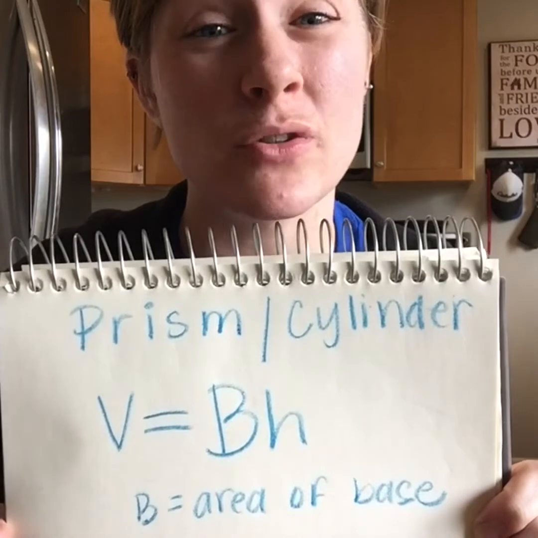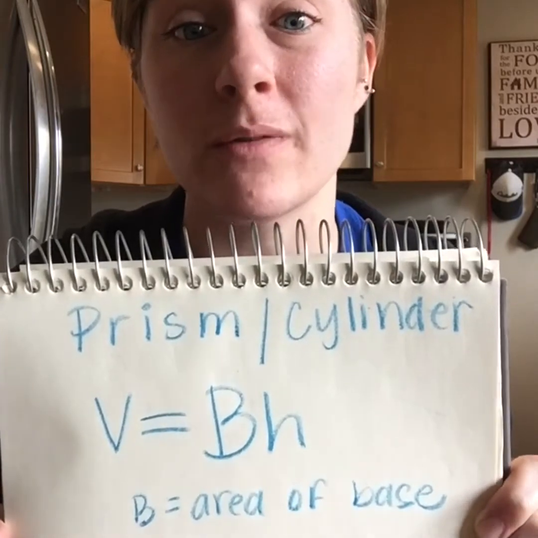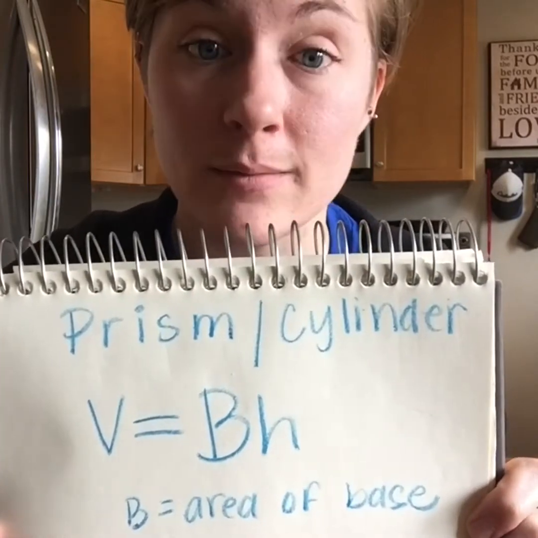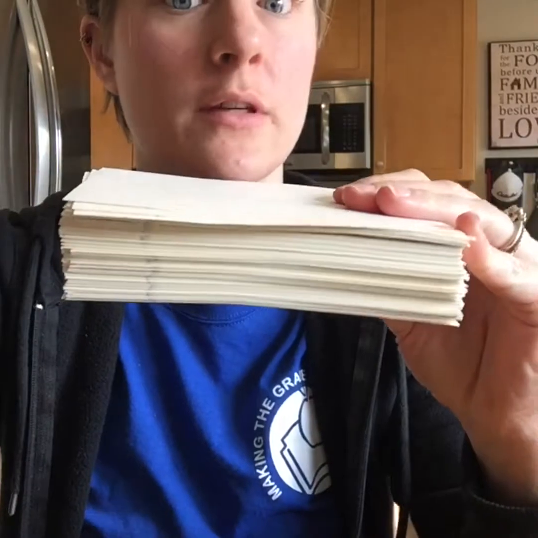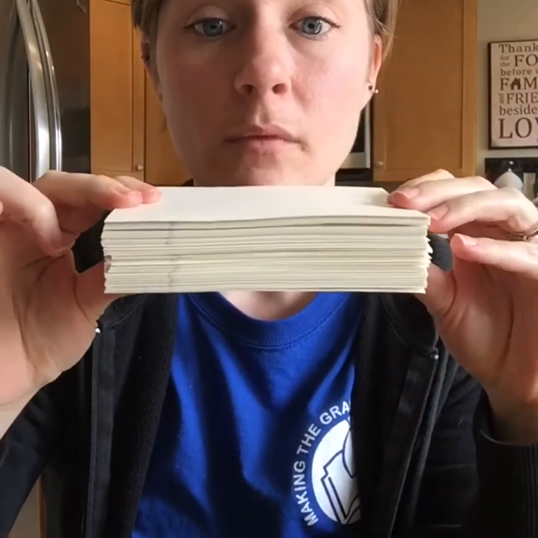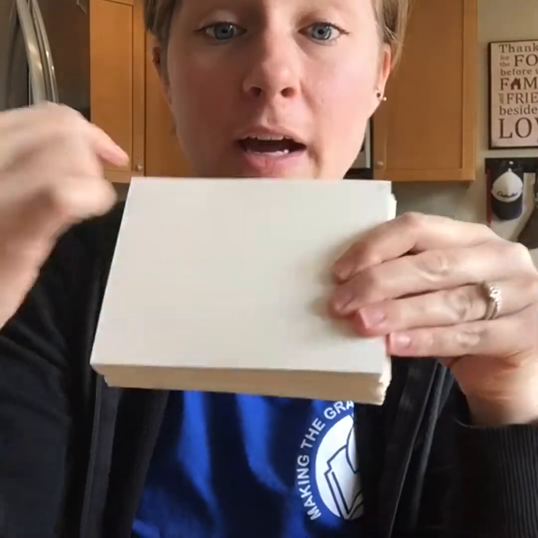This is three-dimensional now, so we're not just doing base times height. We're doing the area of the base times the height. That should make a lot of sense, because this is a prism, the prism that I have right now. If you wanted to find the volume of this prism, you would find the area of the base. It doesn't matter which one, because they're the same.